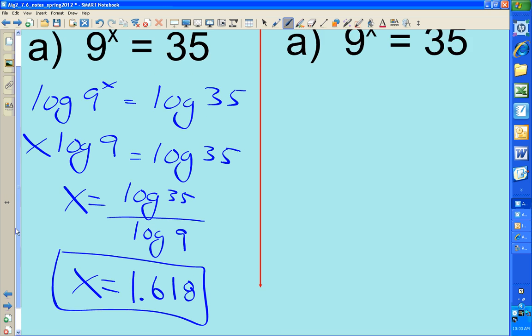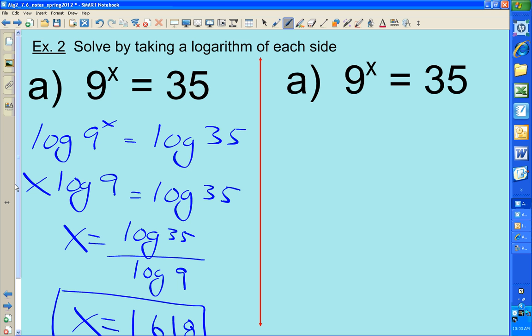Now let me tell you another way to do this. This is logging both sides. Some people like this method. What's another way I could solve 9 to the x equals 35? What else could you do? I'll give you a hint. Use the definition of a log. If we use the definition of a log, what would we get? Log base 9 of 35.